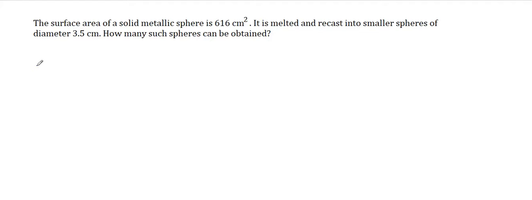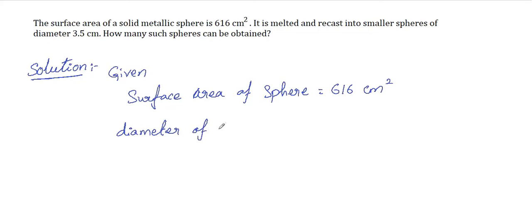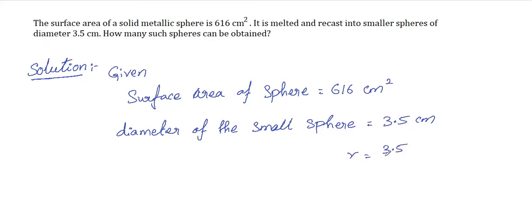Let's solve the question which I have written on the whiteboard. Given a surface area of a solid metallic sphere is 616 centimeters square. It is melted and recast into smaller spheres with diameter 3.5. So the diameter of the smaller sphere is 3.5 centimeters. So if the diameter is 3.5, then the radius will be 3.5 divided by 2.